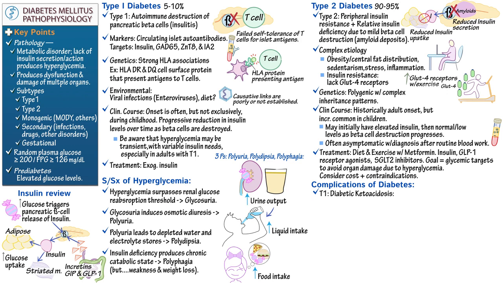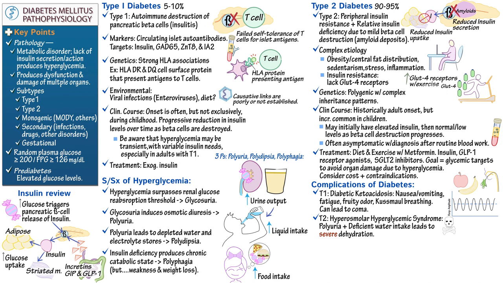characterized by nausea and vomiting, fatigue, a fruity odor, and Kussmaul breathing, a rapid, deep breathing pattern. These features reflect the acidic state of the body, which can ultimately lead to coma. Fluids, electrolytes, and insulin are given to normalize the blood glucose. Patients with type 2 diabetes are more prone to hyperosmolar hyperglycemia syndrome, HHS, which occurs when a patient with polyuria is also deficient in water intake, thus leading to severe dehydration, which can be fatal.